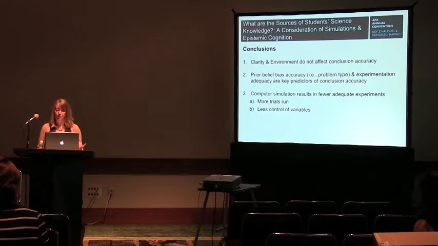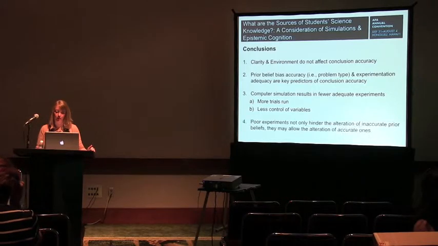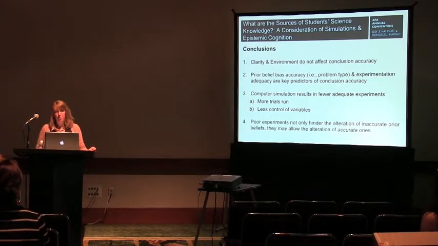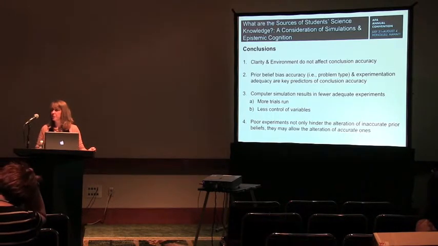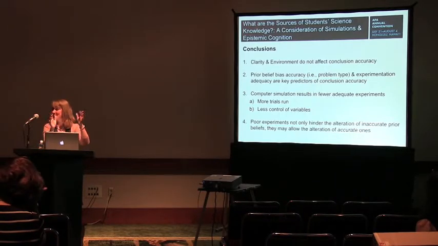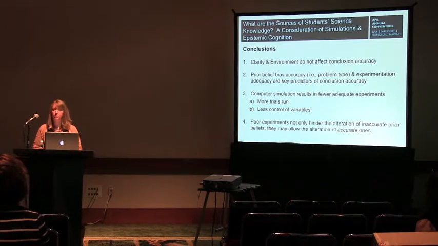And fewer adequate experiments here in particular meant that they were running more trials, but they were less likely to control variables. The big point here, I think the most surprising finding and what I think is most interesting and most important for us to be aware of, especially when sending students off with their laptops to work on simulations, was that poor experiments not only hinder the alteration of inaccurate prior beliefs, so they don't just stop us from changing our mind and having the right answer, they may actually allow the alteration of accurate ones. So we actually saw that these students performing those inadequate experiments are actually losing the content knowledge that they have.